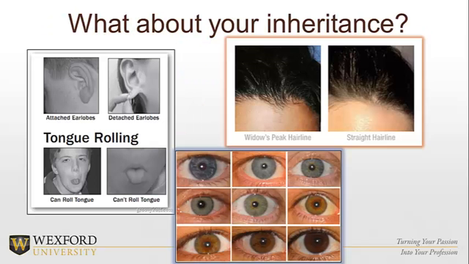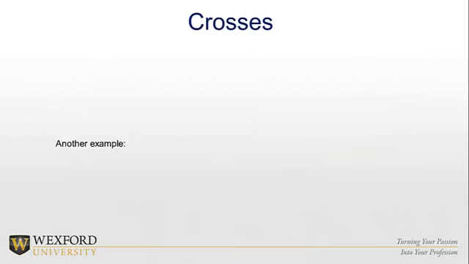So once again, think about your inheritance. There's that widow's peak I mentioned earlier, in the hairline versus more just straight across. Attached earlobe, going kind of into the back of the cheek, versus detached, right? Can you roll your tongue or can't you? All these are carried on your genes, as well as eye color, going from the deep blue to the deep brown.